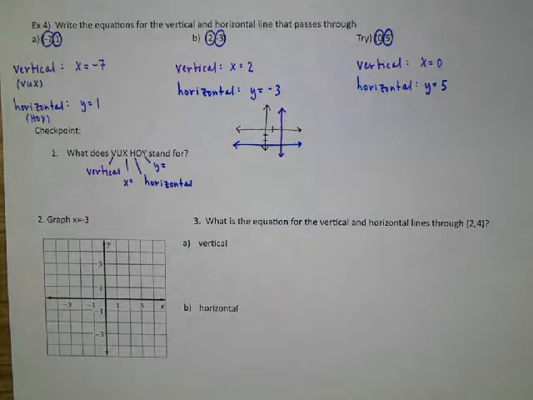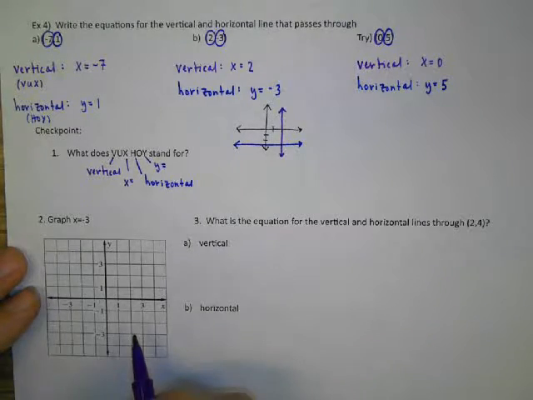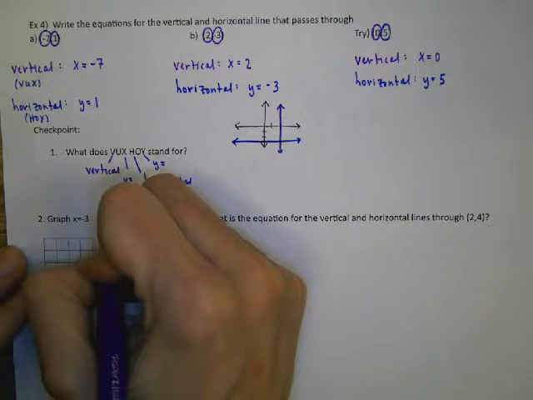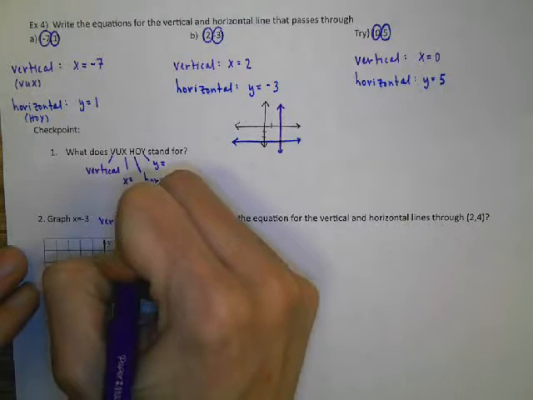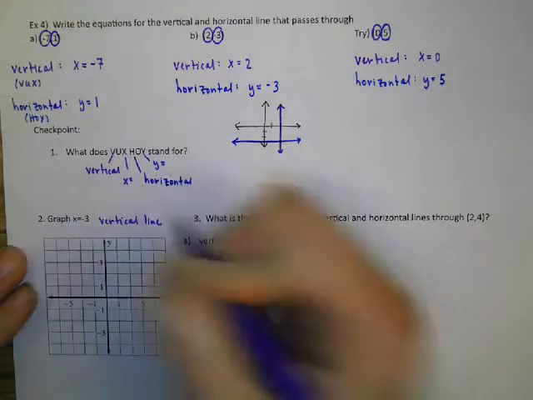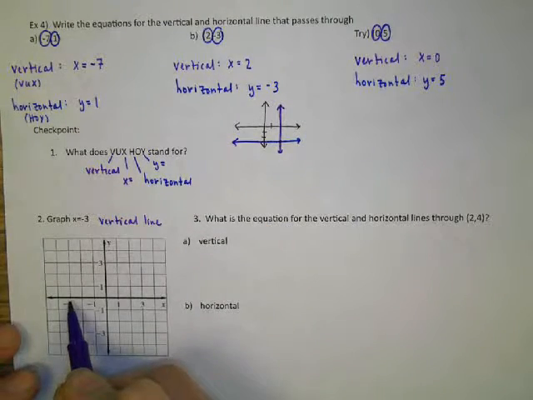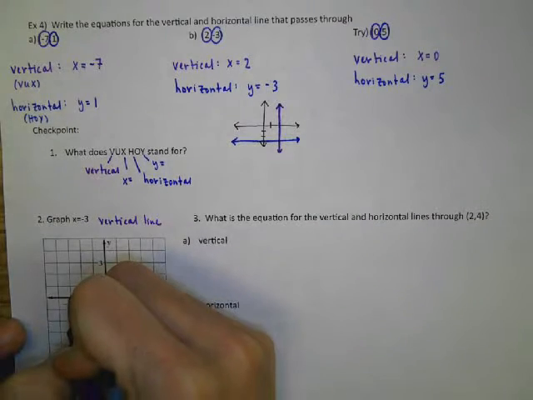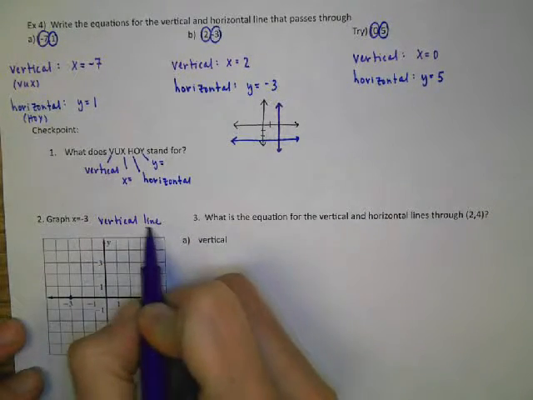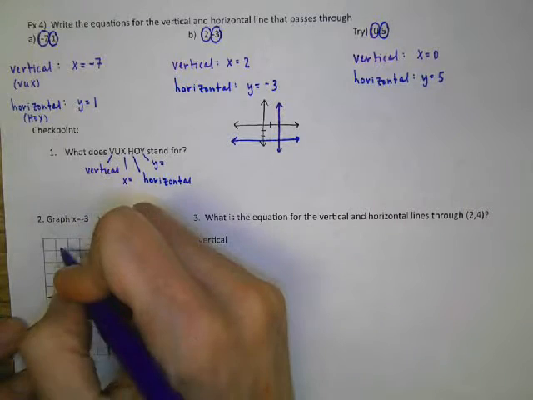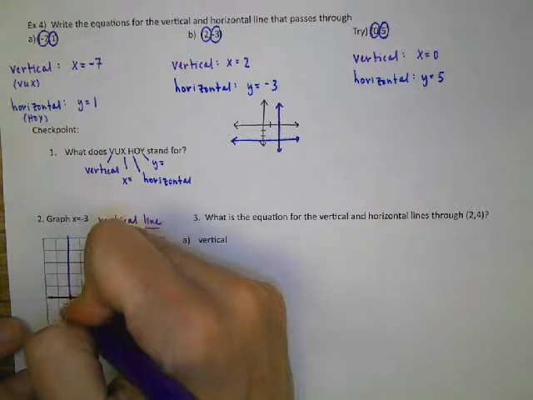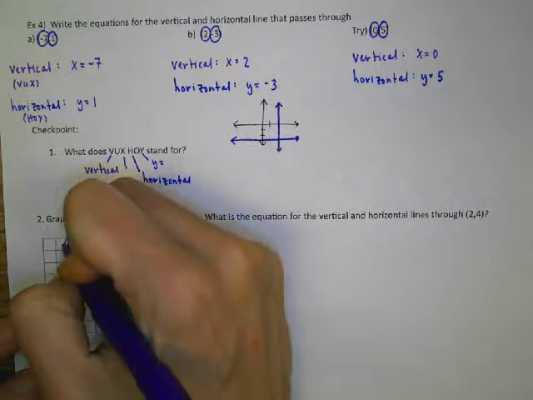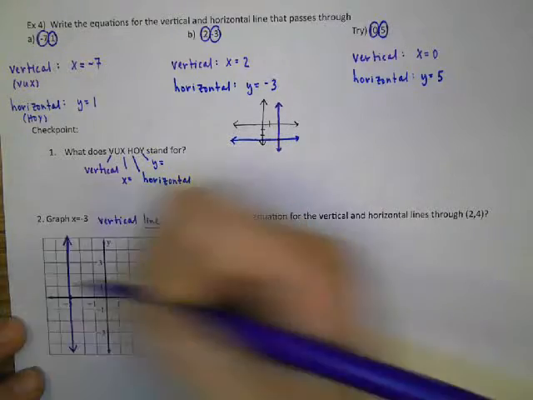For number 2, if I want x equals negative 3, I know that x equals, this is going to be a vertical line. So along the x-axis, I find negative 3. And again, we're graphing lines here, so I don't want this point. I want the vertical line that goes through that point.